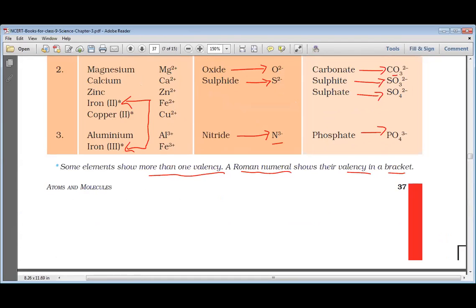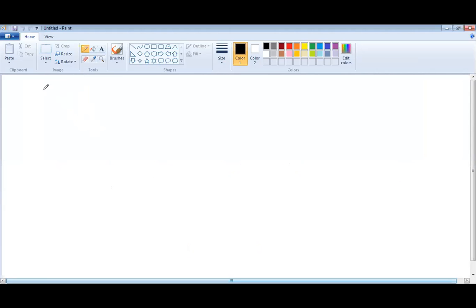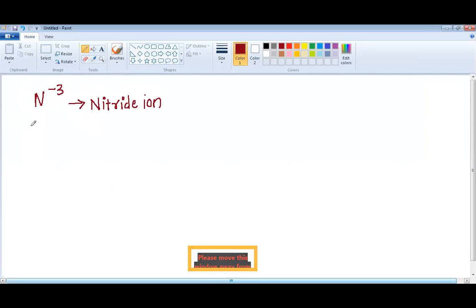Now let me explain something more about these ions and what care you should take when you study them. My dear students, some ions have common and complicated names. Let us try to understand them. Suppose you have just seen the N minus 3 ion. Please remember, dear students, that it is known as the nitride ion. In the same way, if you have the NO3 minus 1 ion, it is known as the nitrate ion.